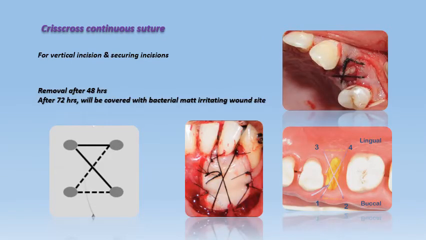The last one is the crisscross continuous suture, and this is used for vertical incisions and for securing incisions. Many surgeons use these sutures for closing over implants, for closing over teeth that were replanted, for grafts. It's very good in stability. Removal should be after 48 hours, because if we extend the time beyond 72 hours, it will be covered with a bacterial mat, causing irritation of the wound.